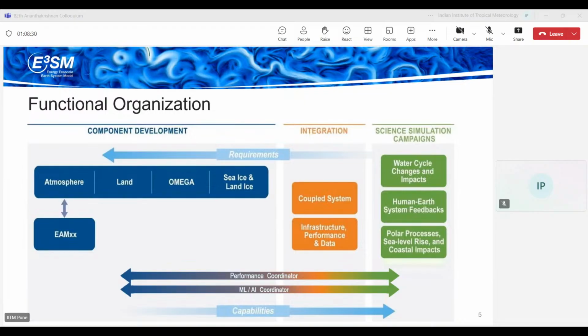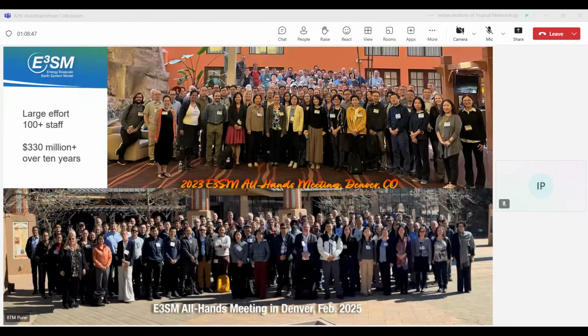And then we have some cross group activities for computational performance as well as AI. I am responsible for both these parts, so the performance aspects across the project as well as the performance infrastructure. This is a fairly large effort. So 30 million a year and roughly 10 years plus.